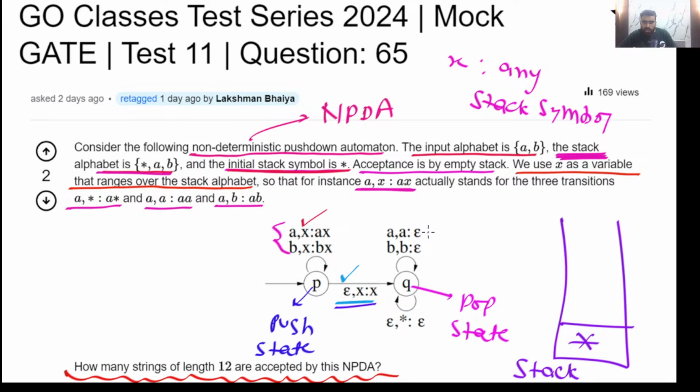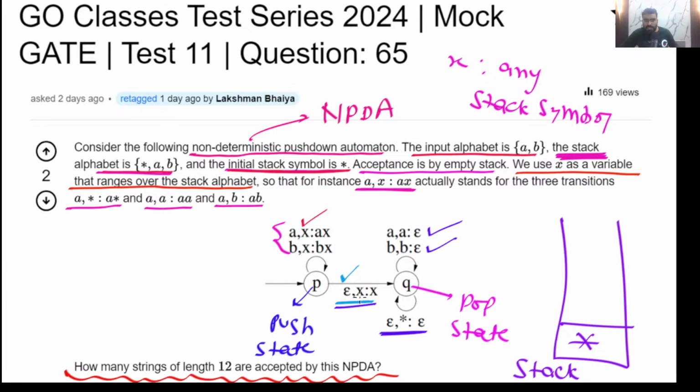In the pop state, what you are doing? On A, you are popping A. Okay, on B, you are popping B. And finally, at the end, you are popping star. Okay, because this will come at the end, yes or no? So you can see finally you are popping this star also. Okay, is this clear to everyone? So what is the language of this PDA?